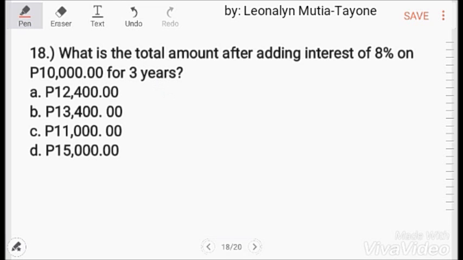Number 18, what is the total amount after adding interest of 8% on 10,000 for 3 years? In other words, this question is asking for simple interest. When we say simple interest equals principal amount times the interest rate, R na lang, times yung term of deposit or yung years. So, term. PRT. Interest. So, ito na yung formula natin.